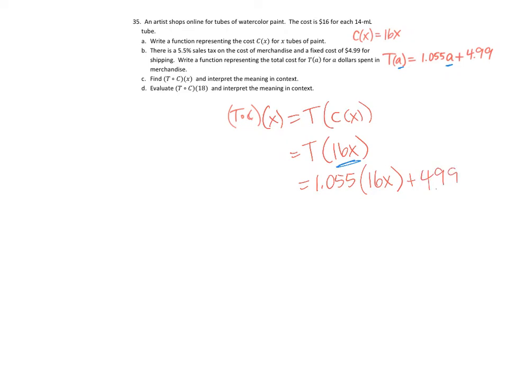And what's the meaning of that? Well, the input now, X, is the number of tubes of paint, and T is my total cost. So this is the total cost for buying X tubes of paint.